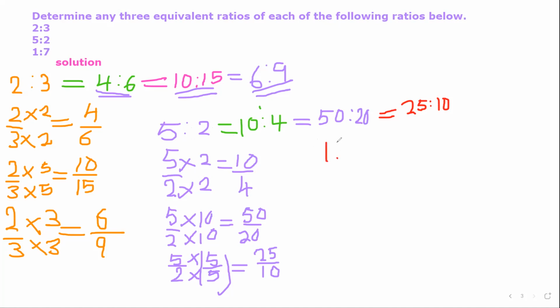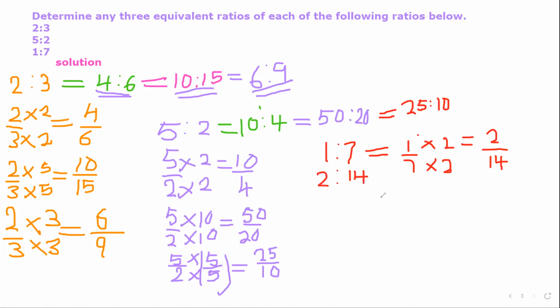The last one, you have a ratio of what? 1 to 7. Okay, so the 1 to 7, when you turn it to a fraction, is the same as 1 over 7. Okay, so 1 over 7. Then you want another fraction or ratio that will be equal to 1 to 7. Just multiply by any counting number, by 2 here, and then you get what? 2 over 14.